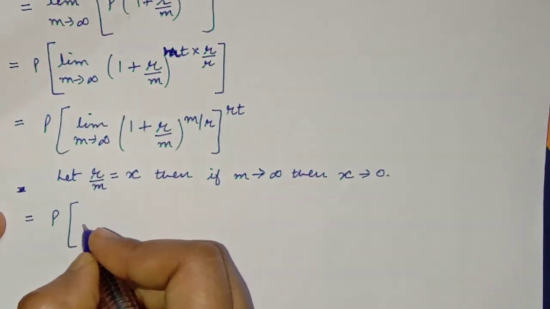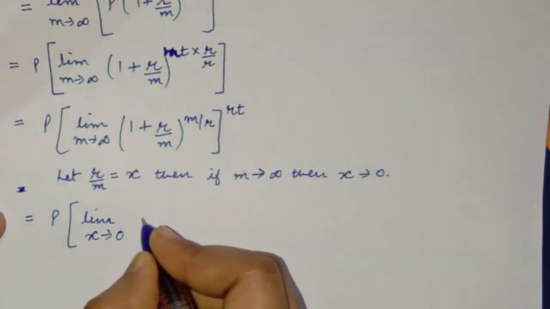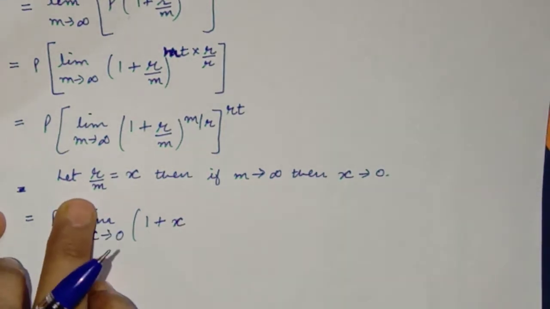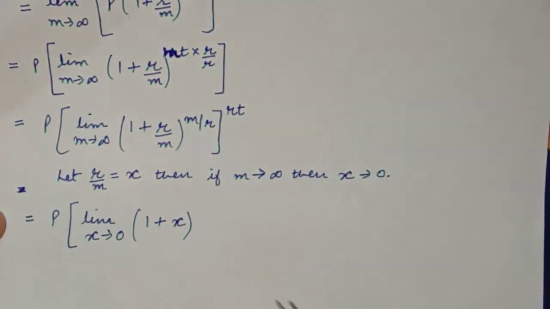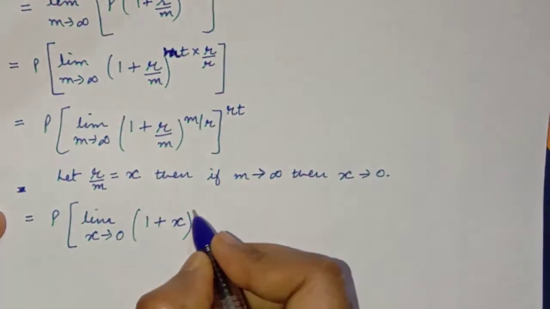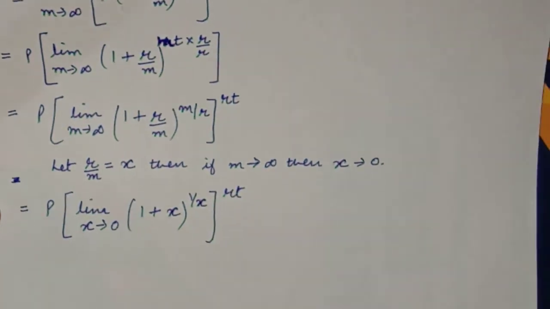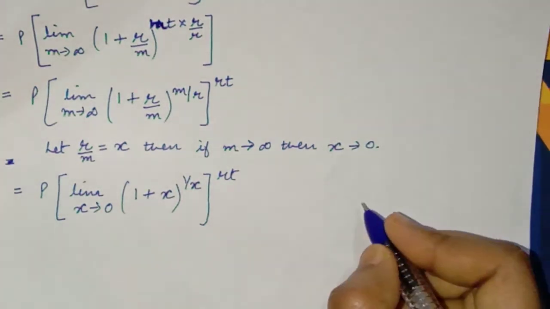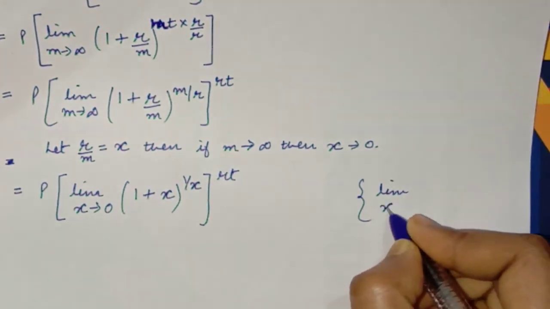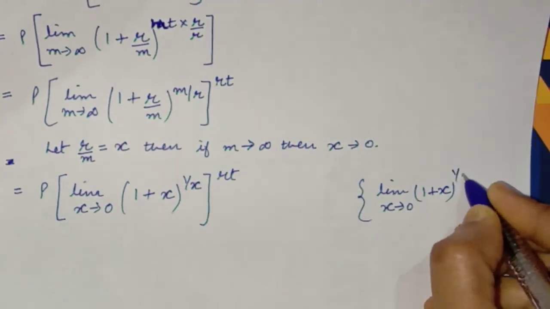So limit x tends to 0, this part will become (1 + x), because we know that r upon m is equal to x, and if r upon m is equal to x, then m is equal to 1 upon x, raised to the power rt. You must be remembering one formula: limit x tends to 0, (1 + x) raised to the power 1 upon x.